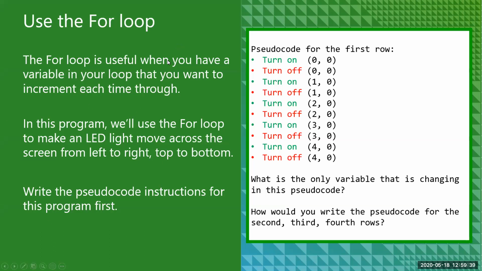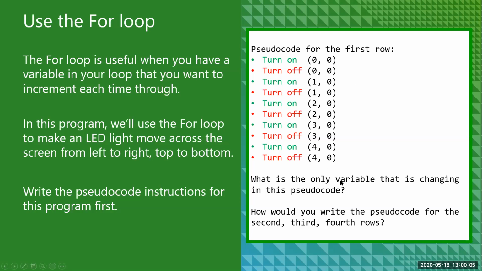So just a real quick bit about this before we get started. It says the for loop is useful when you have a variable in your loop that you want to increment each time through. In other words, the first time you go through it's 0, the second time it's 1, then it's 2, then it's 3, then it's 4, so on and so forth. So in this program, we're going to use a for loop to make that LED move across the screen from left to right, top to bottom.